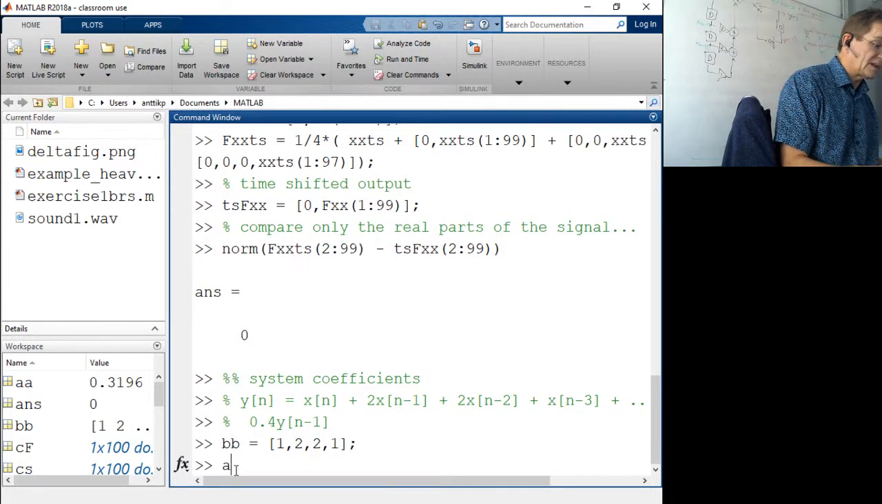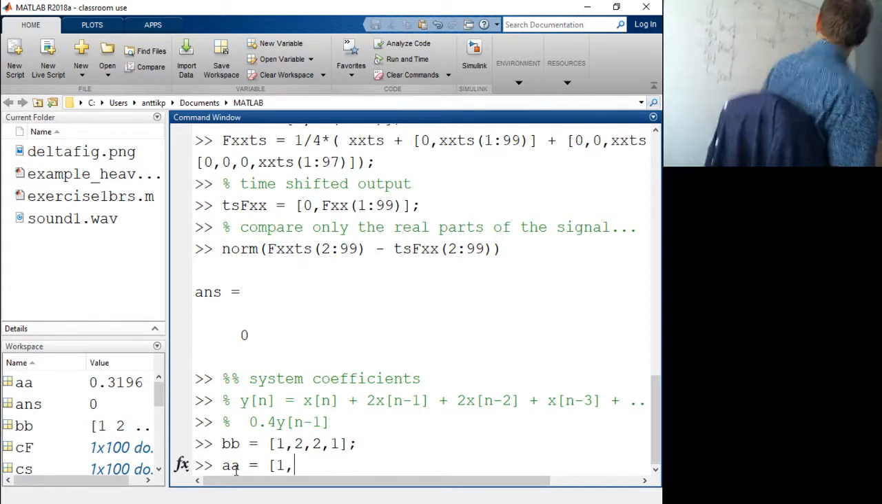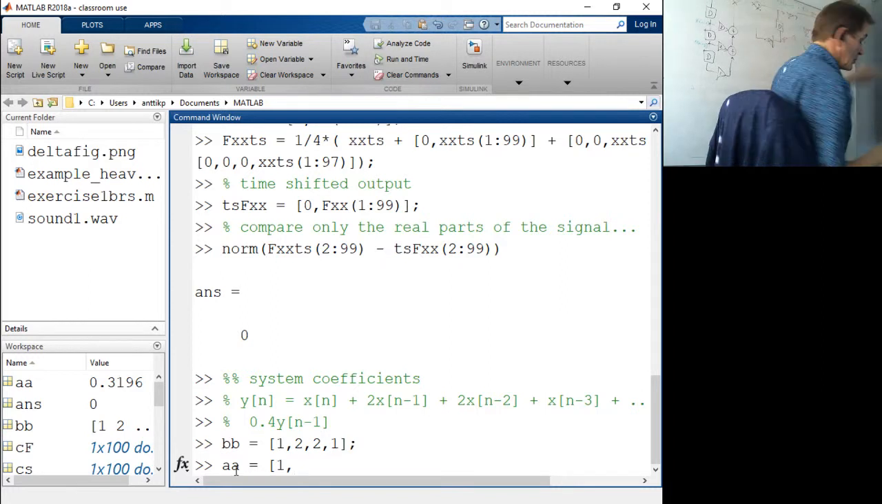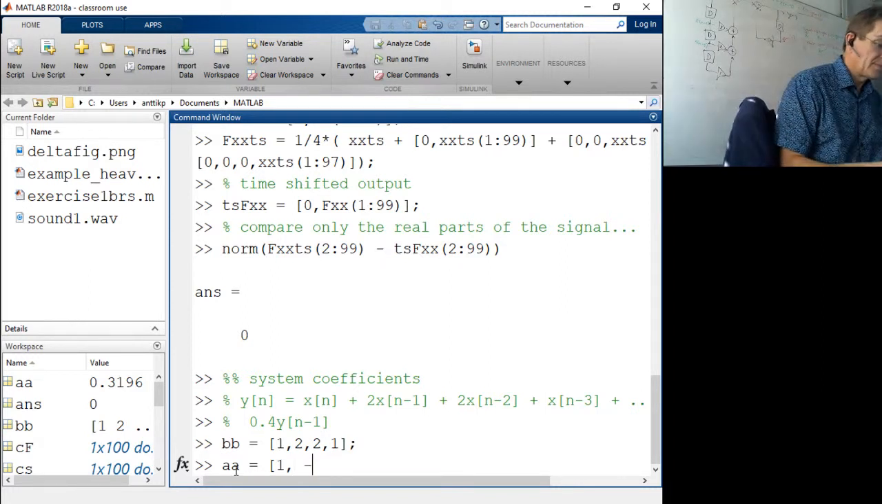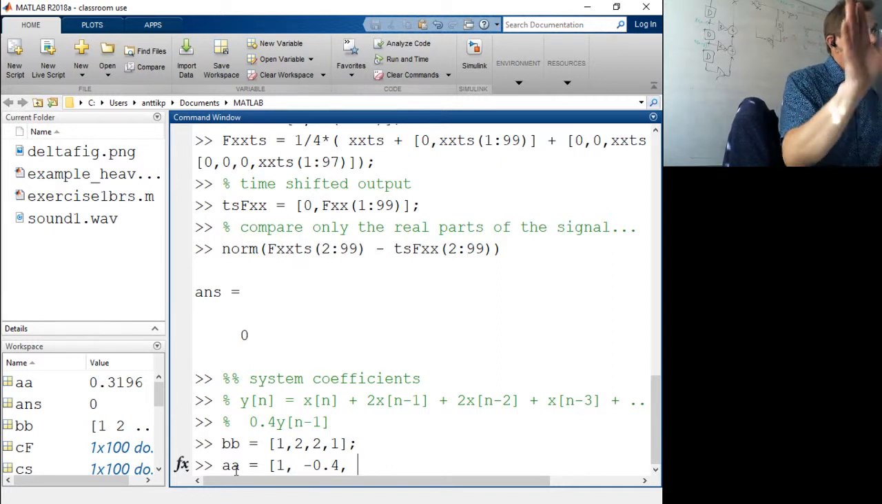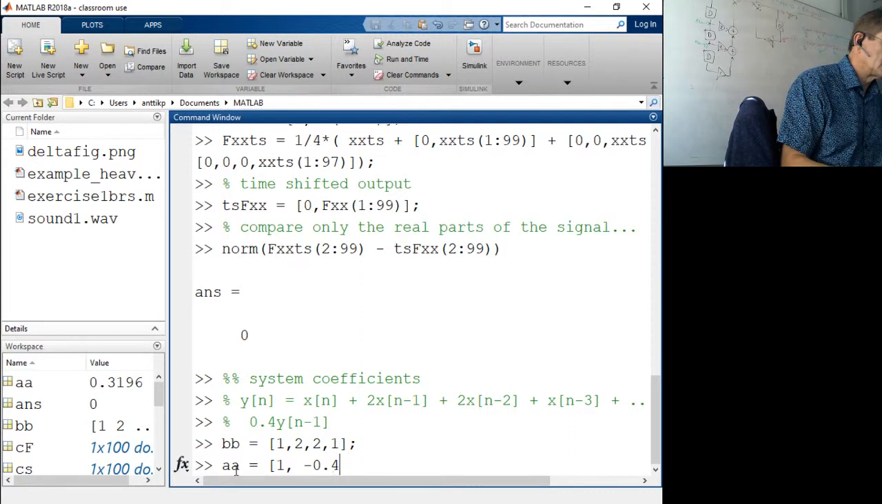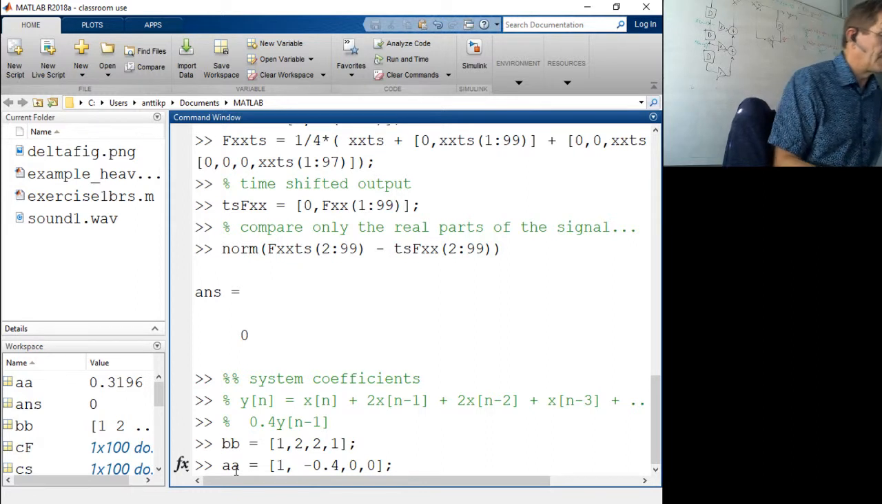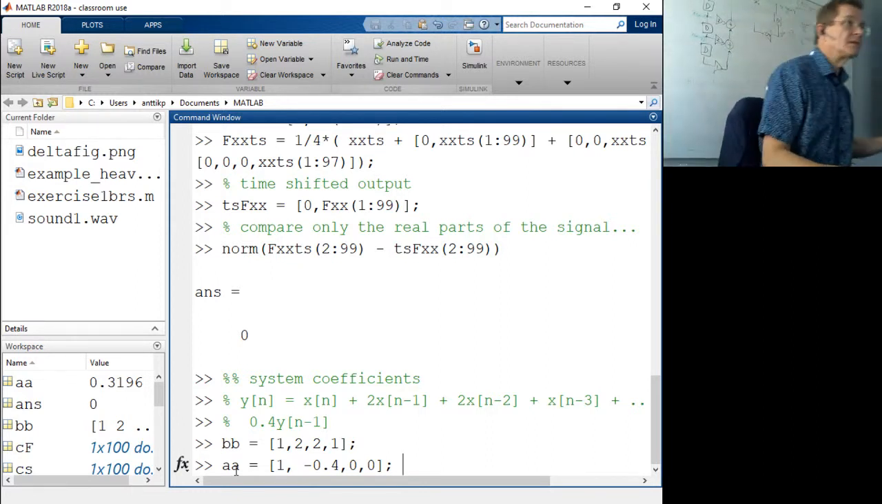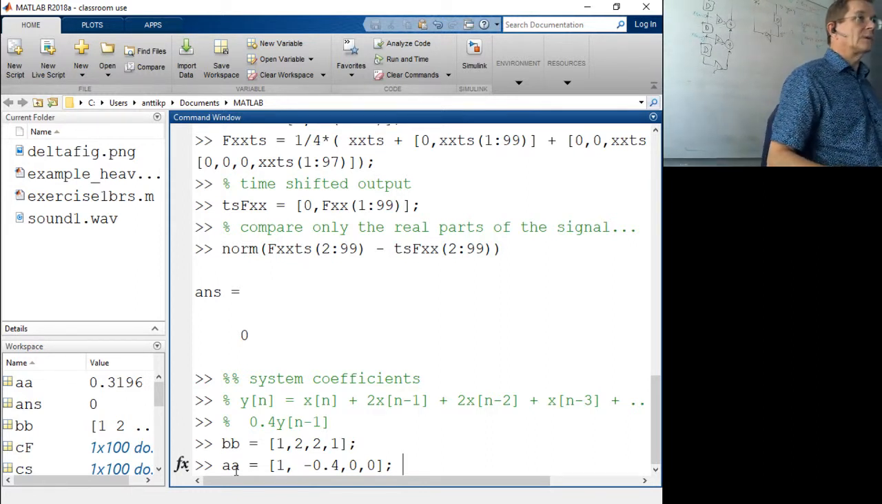AA equals the vector 1, minus 0.4, and then 0 and 0. The trailing zeros you can leave out, but I will just leave them in there. It doesn't actually hurt at all to have those. Okay, these are the system coefficients which define the whole system.